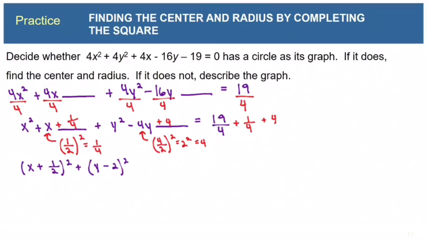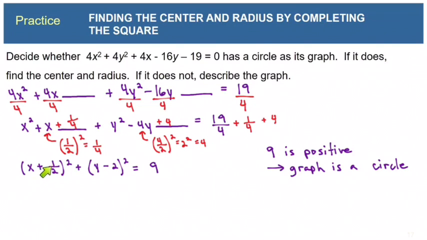And on the right, let's see what we get here. 4 is 16/4. So we've got 19 plus 1 is 20, and 20 plus 16 is 36. So we've got 36/4, so the right side is 9 again. And so since the right side is positive, this is going to graph a circle. And the center of that circle will be -1/2, comma, +2. And the radius of that circle will be 3.